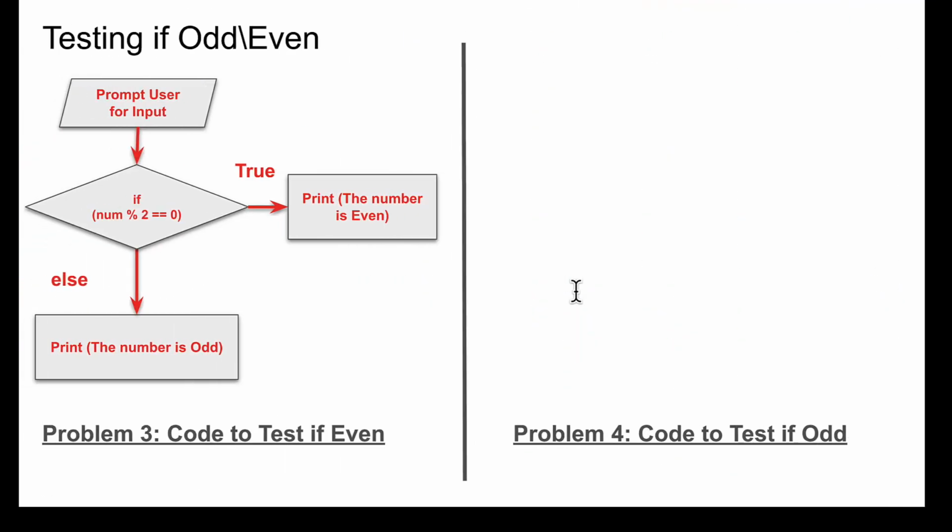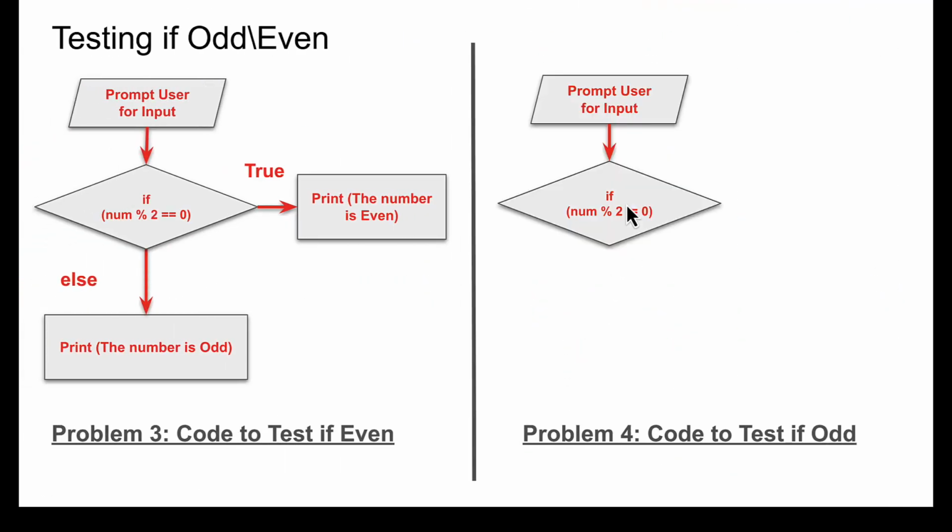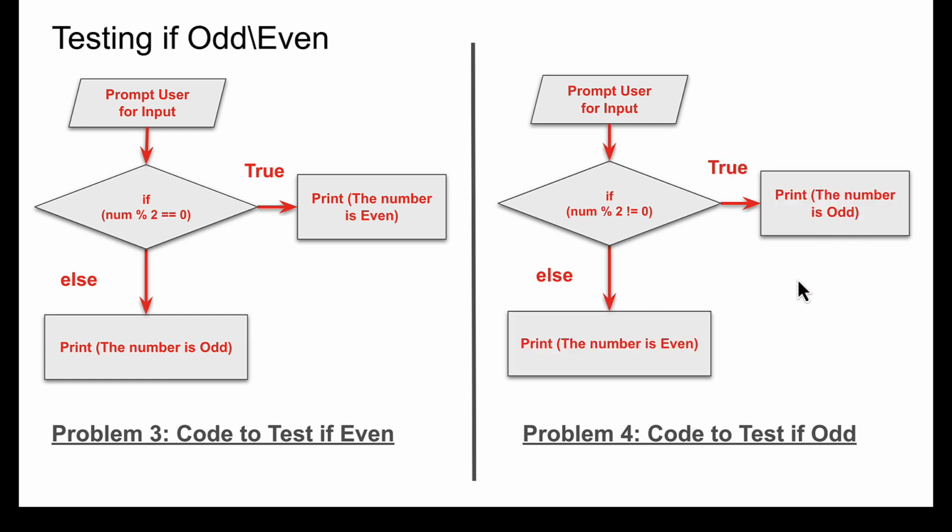For problem number 4, we're doing a different test. This time we're going to prompt the user for input, and our statement is going to look like this. So this syntax is going to be different. If number is not 0, meaning that there is a remainder, then it's going to print odd. Otherwise, we know it's going to be even.